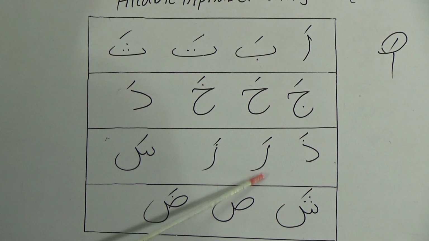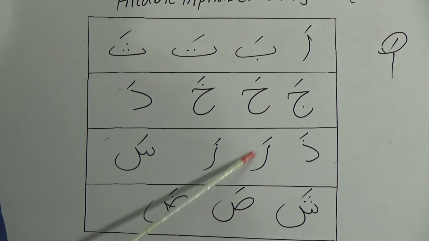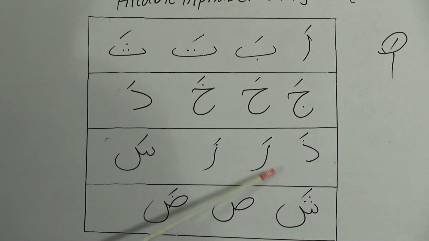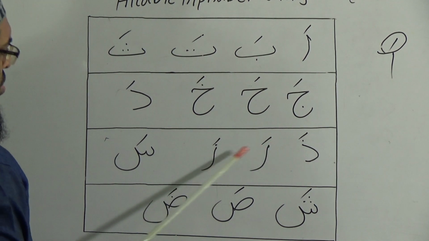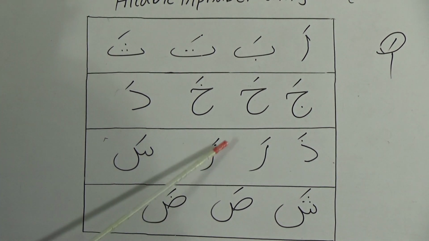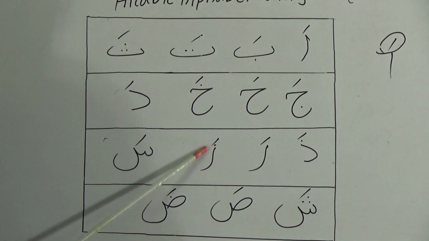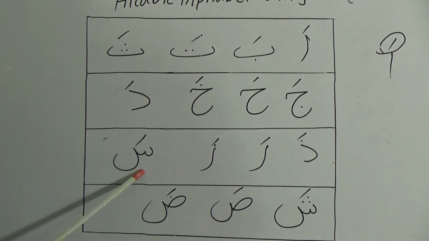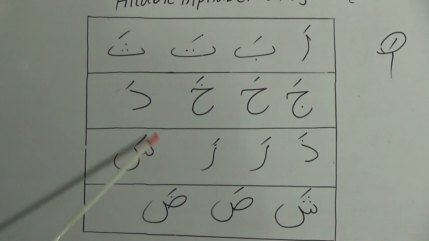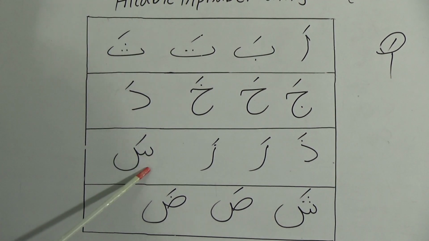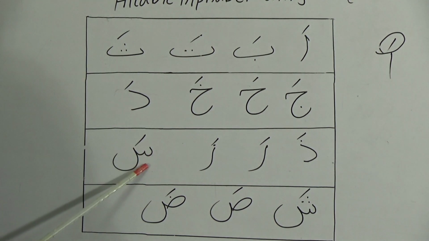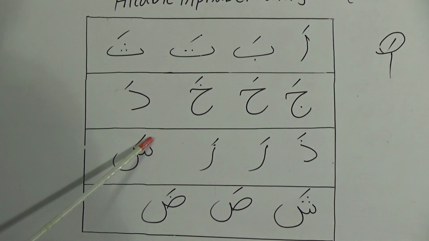Then Ra Zabar Ra. Someone pronounces that differently; this is not correct. You have to pronounce this one Ra Zabar Ra. Then this one is Za Zabar Za. Then Sin Jabar Sa. Sin will be something buzzing. Sin. Okay, Sin Jabar Sa.